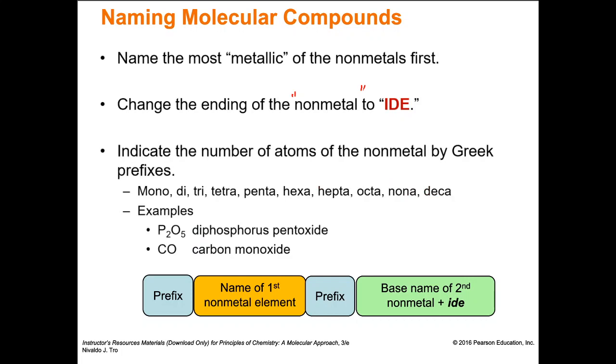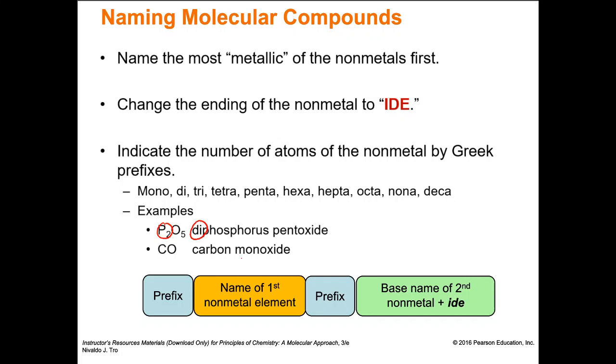We're going to indicate the number of atoms of the nonmetal by the Greek prefix, and again, we're going to use our mono, di, tri. So for instance, P2O5. We're going to want to name each nonmetal. Same naming conventions happen here with the oxygen to oxide. The difference is now we're going to add the prefixes. So P2O5 becomes, there's 2 phosphorus, so it becomes diphosphorus.